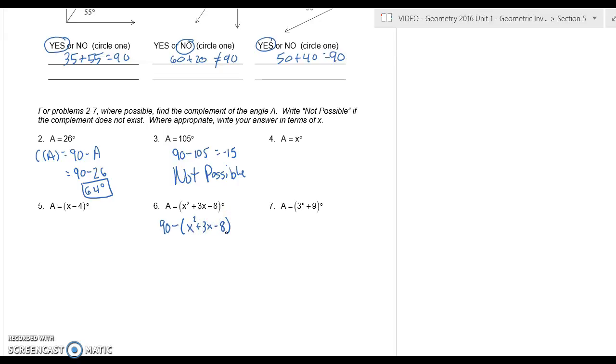When we do that, though, we have to make sure if we can combine like terms, we probably should. So we're going to distribute this out, that negative. We're going to get 90 minus x squared minus 3x plus 8. We're going to add like terms. I've got 90 and 8 is 98 plus 3x. So that's my complement of the angle.